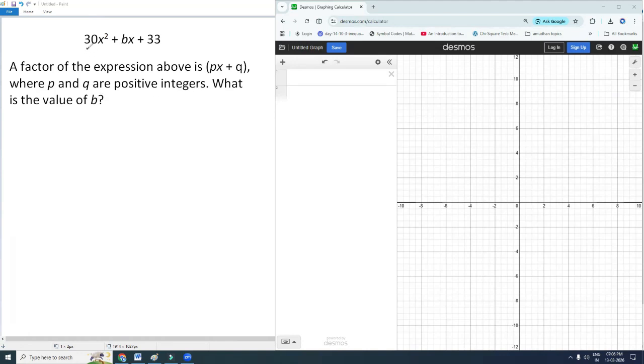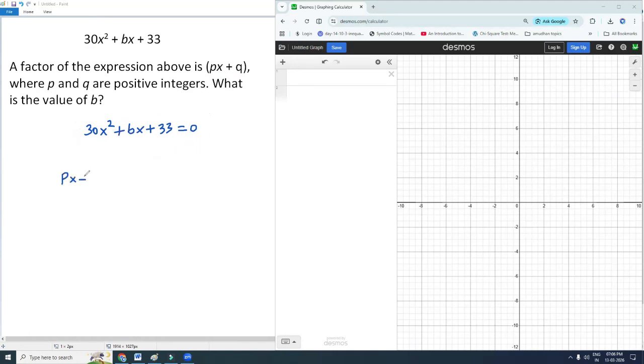Okay, now we can consider the given quadratic expression as an equation by equating this expression to 0. That is 30x² + bx + 33 = 0. Here we have a quadratic equation. Since px + q is a factor of this expression, the value we get for x by equating this factor to 0 must be one of the solutions of this quadratic equation. Okay, now let's equate this factor to 0 and solve for x.